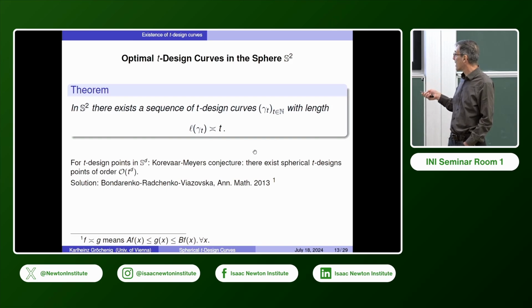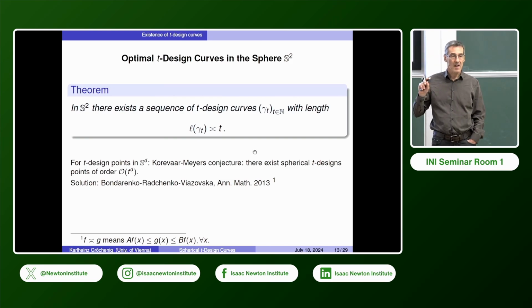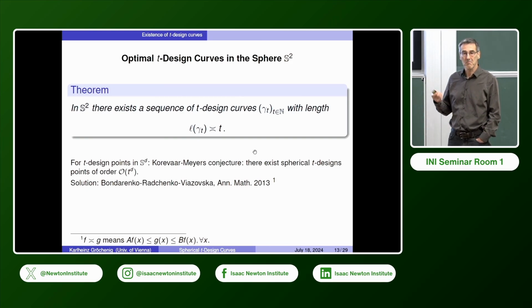So such curves exist, and that would correspond to the solution of the Korevaar-Meyers conjecture that you have spherical t-design points of order t to the d. So in that dimension 2, the existence, you can take it for granted.